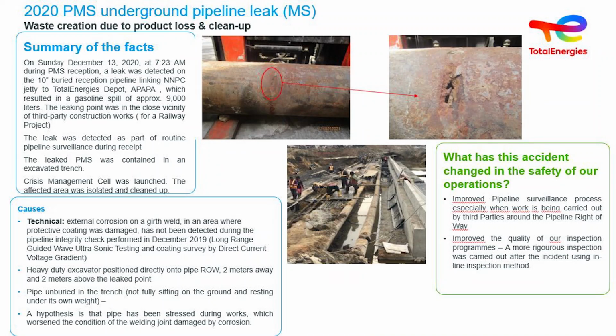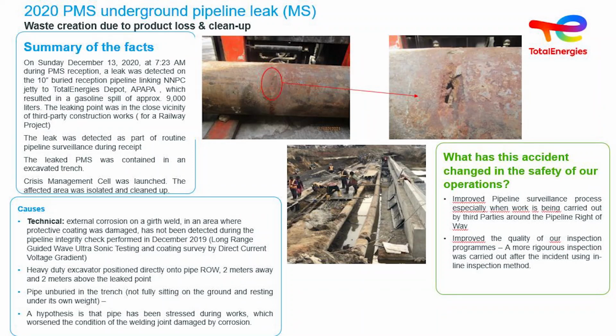But the root cause is traced to the fact that it leaked at a corroded point. Why was that corrosion not detected earlier in 2019, less than a year before this accident happened? The methodology used to carry out the inspection did not actually detect that particular spot, and also the review was not robust enough.